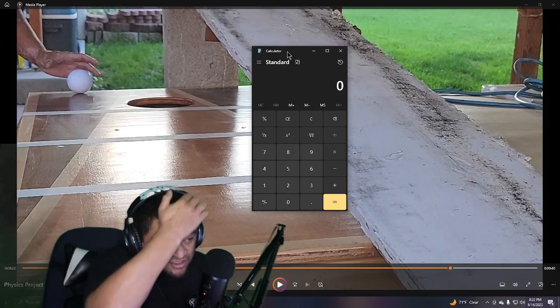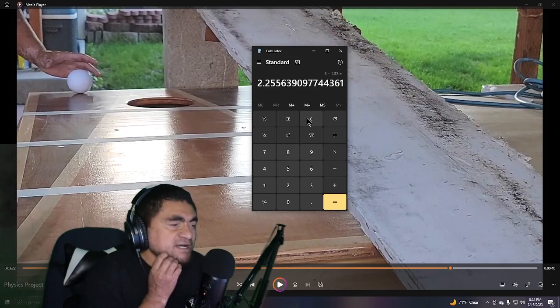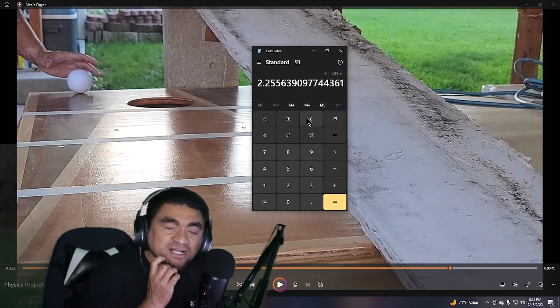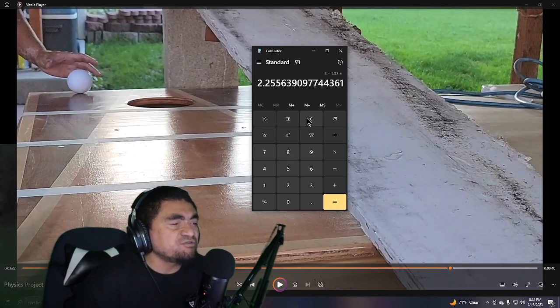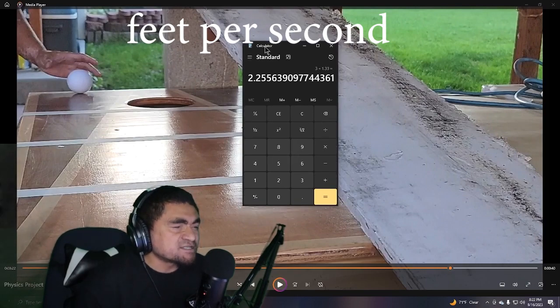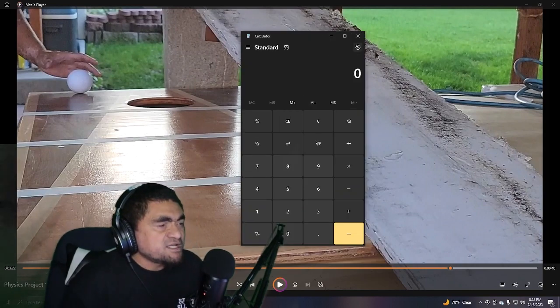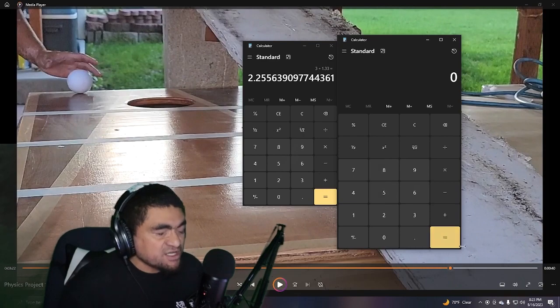So we take the distance and divide that by the time, which is 1.33 seconds. This means that the average velocity of this ball would be 2.25 feet per second.